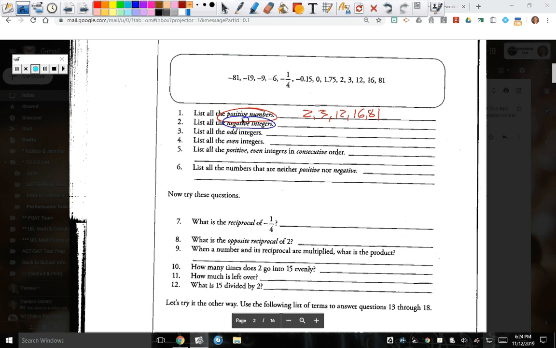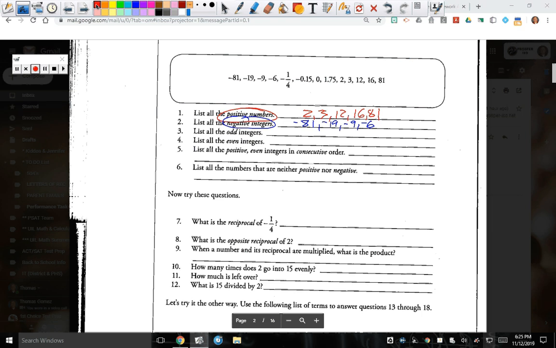So now someone different. Negative integers. What negative integers do you see? Come on, guys. Don't be afraid to make a mistake. Negative integers. Yep. Negative 81, negative 19, negative 9, and negative 6. Why didn't you say negative 1/4? Because it's not an integer. It's a fraction.